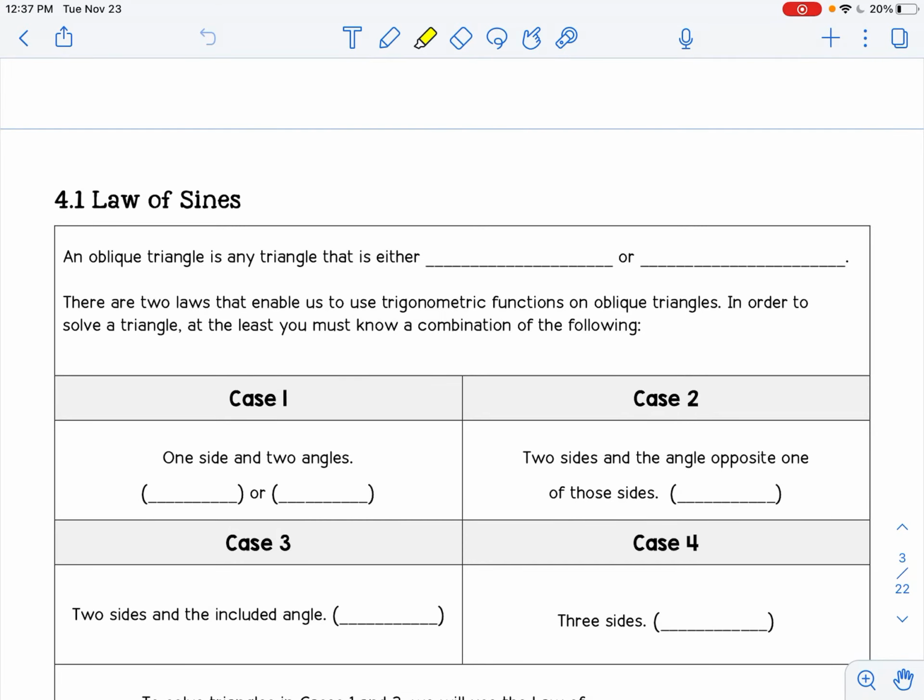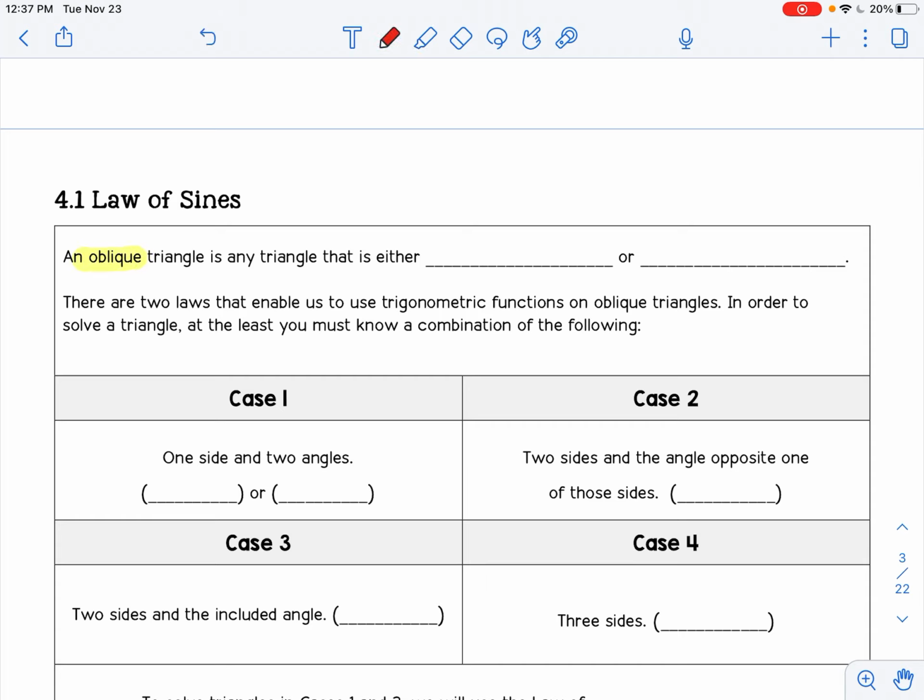Okay, so we're going to call this section 4.1. It's a review of law of sines, which you might have had in geometry, or if you remember from geometry. So what law of sines allows us to do is solve triangles that are non-right triangles. We call them oblique triangles.